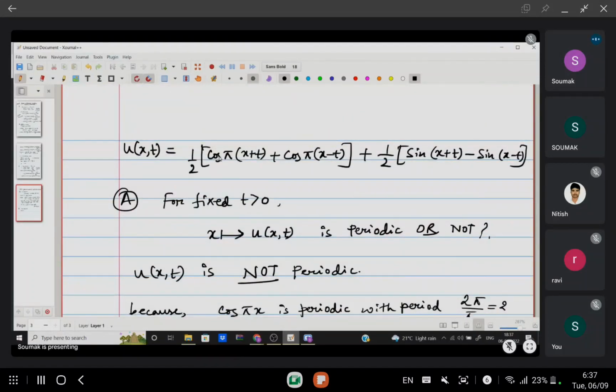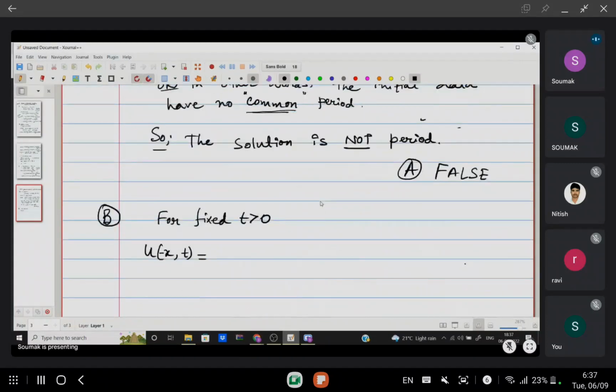u(x,t) equals half of cos(pi(x+t)) plus cos(pi(x-t)) plus... Okay, I will write it again. I just replace x by -x. So u(-x,t) is half of cos(pi(-x+t)) plus cos(pi(-x-t)) plus half of sin(-x+t) plus sin(-x-t).